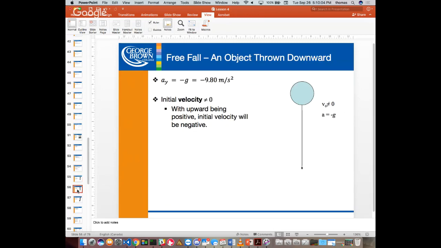And now here's an object that's thrown downward. Well, guess what? I not only have a negative g value, but my velocity cannot be 0 because I'm actually throwing something down. If I'm on the top of a cliff and I throw something down with force, it's going to be faster than just regular gravity pulling it down if I drop it. We're just describing motion here. So that's the second possibility.